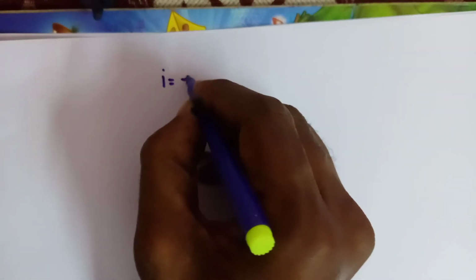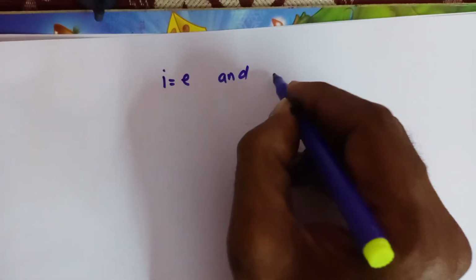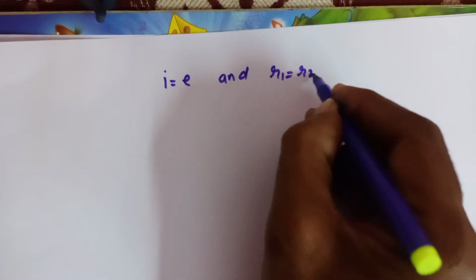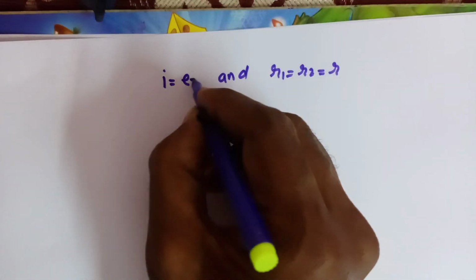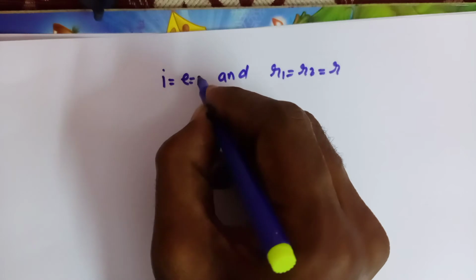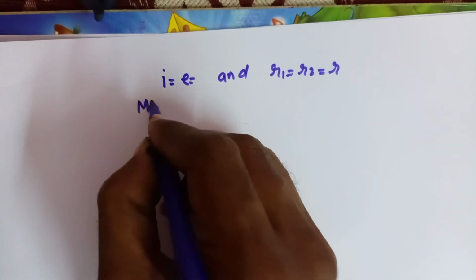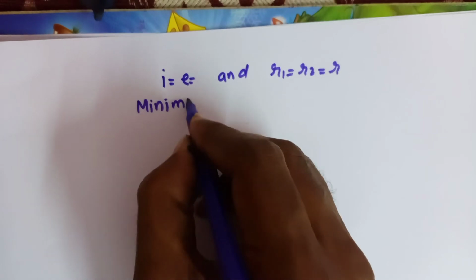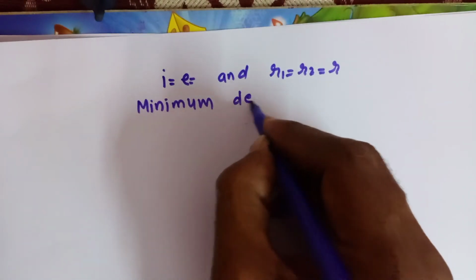If I equals E and R1 equals R2 equals R, this is the condition for minimum deviation.